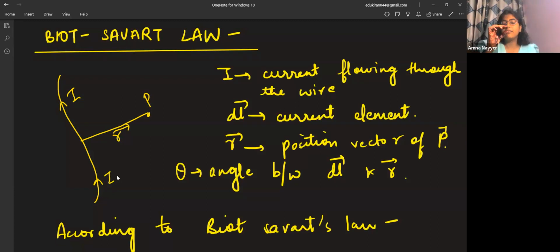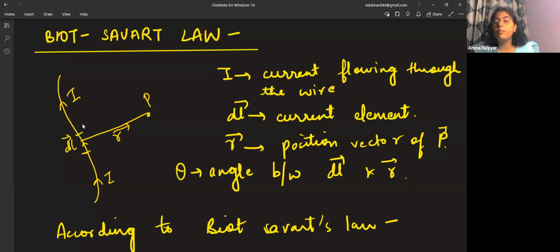Now I have taken a very small section. Let's say this is dL. I call this the current element. Now what is meant by current element? A current element is just a small segment of the wire. Whatever is the direction of current in the wire will be exactly the direction of current in this segment also. Sometimes we cannot take the entire wire for the calculation, that's why we take a portion of it. That small segment of wire of length dL is known as current element, and it has the same direction as that of the current.